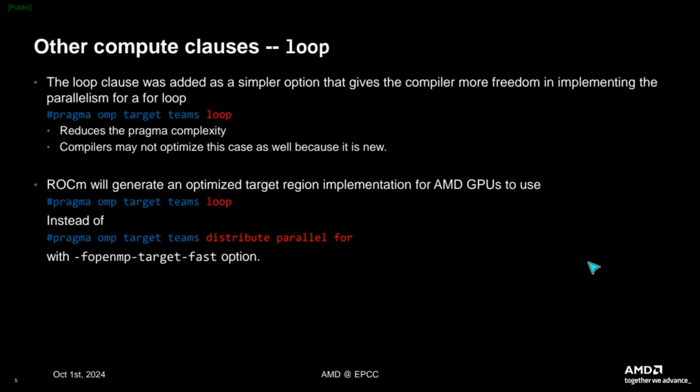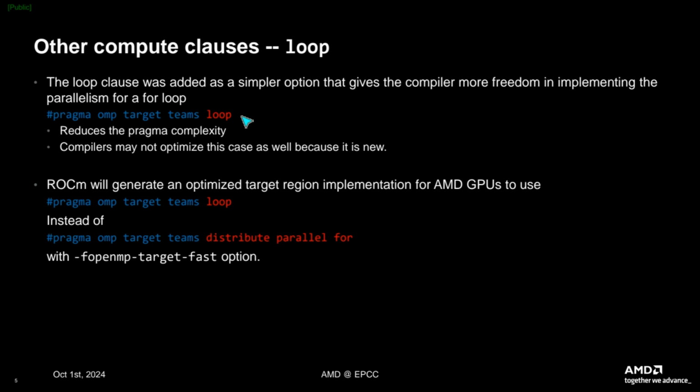Okay, so some other compute clauses to keep this review going. The loop clause was added as a simpler option that gives the compiler a bit more freedom in how it's going to implement the parallelism for a for loop. So there's this pragma OMP target teams loop. This reduces your pragma complexity a lot. But it also leaves the compiler open to perform what optimizations it sees.